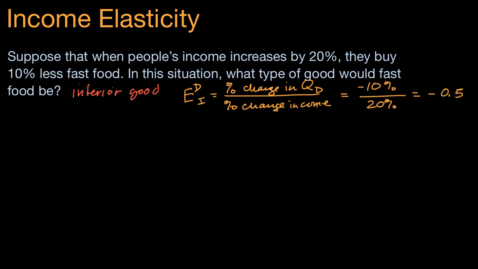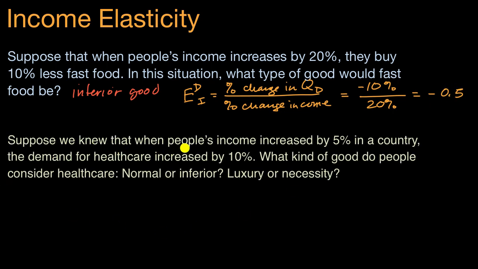Let's do another example. Suppose we knew that when people's income increased by 5% in a country, the demand for healthcare increased by 10%. What kind of good do people consider healthcare? Normal or inferior? Luxury or necessity? So I want you to do two things, or three things really. First, calculate the income elasticity of demand for this example, and then answer these questions.